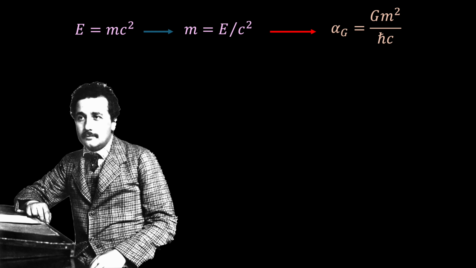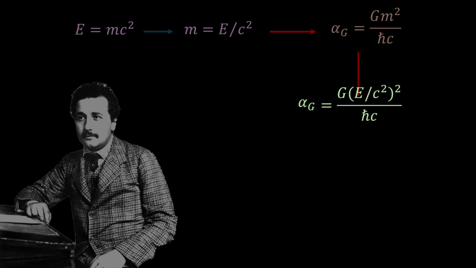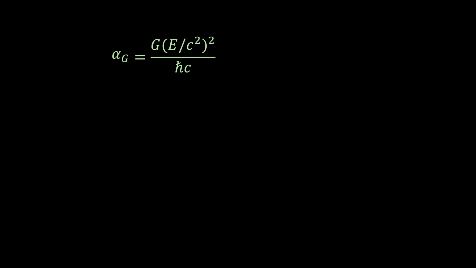The connection between energy and mass is provided by Einstein's famous equation E equals m c squared. If we rearrange this expression for m, we can then sub this into our expression for the gravitational coupling strength, and we end up with the following expression. And if we then simplify, we find that the gravitational coupling can be written as G E squared divided by h bar c to the power of 5. And this is now expressed in terms of energy rather than mass.